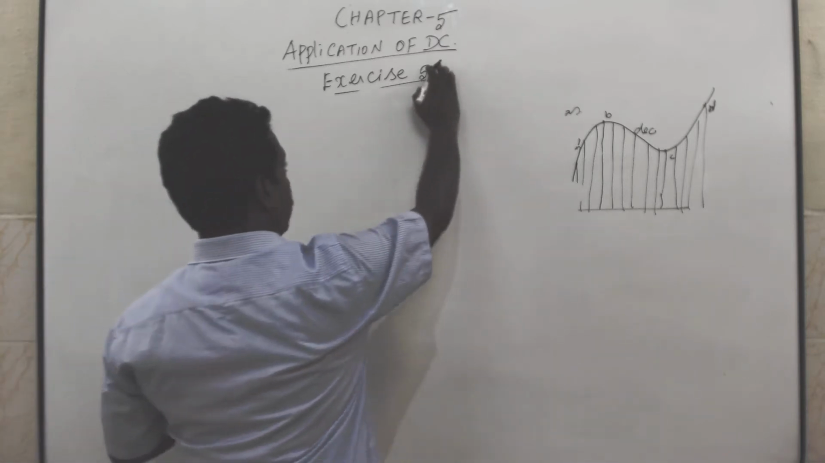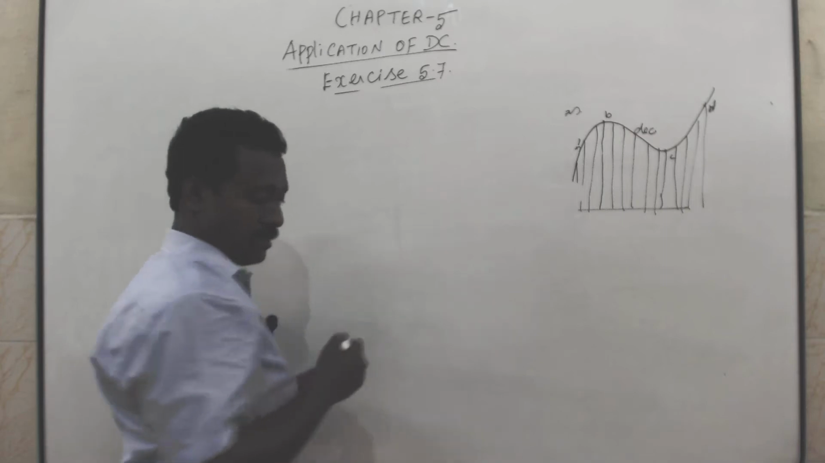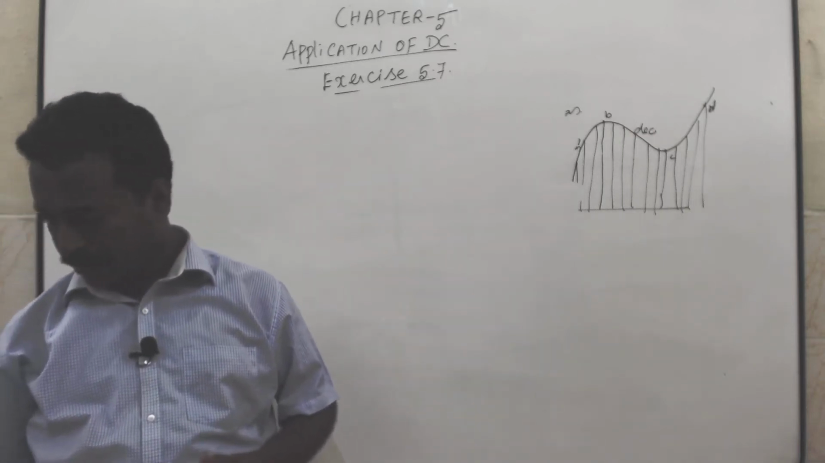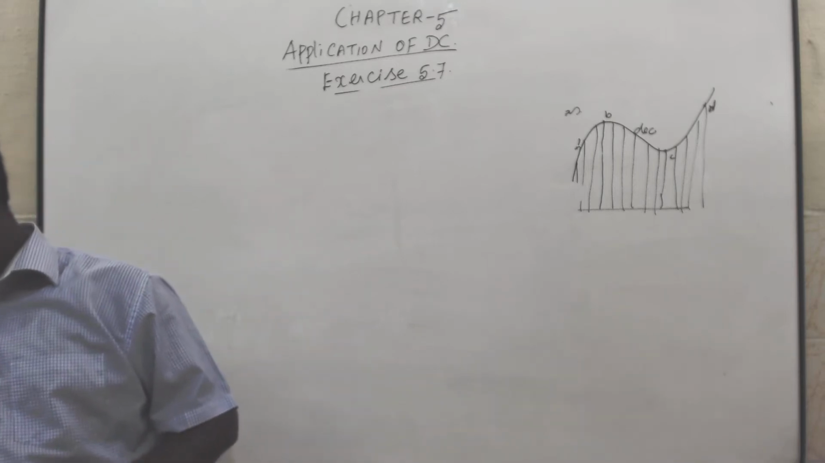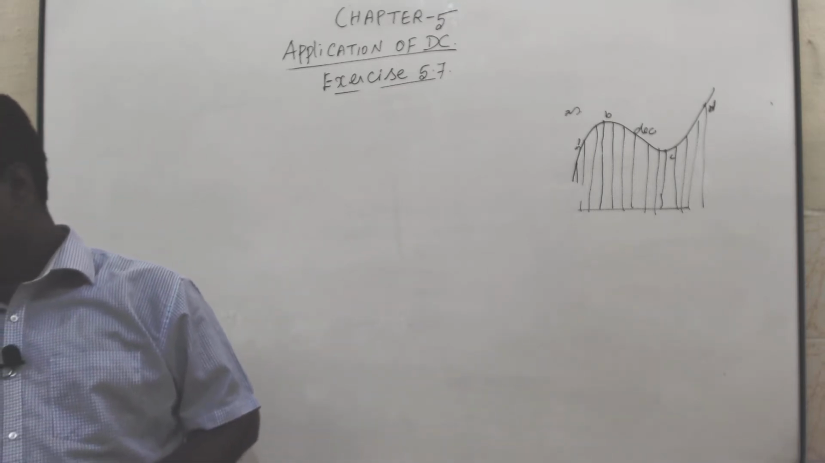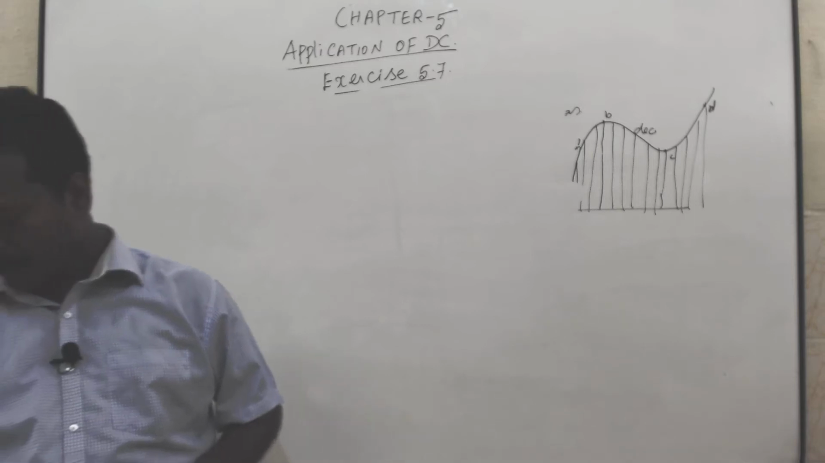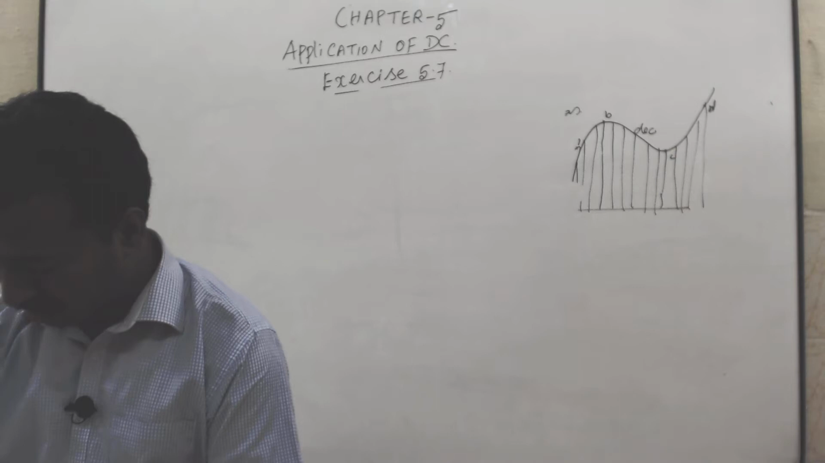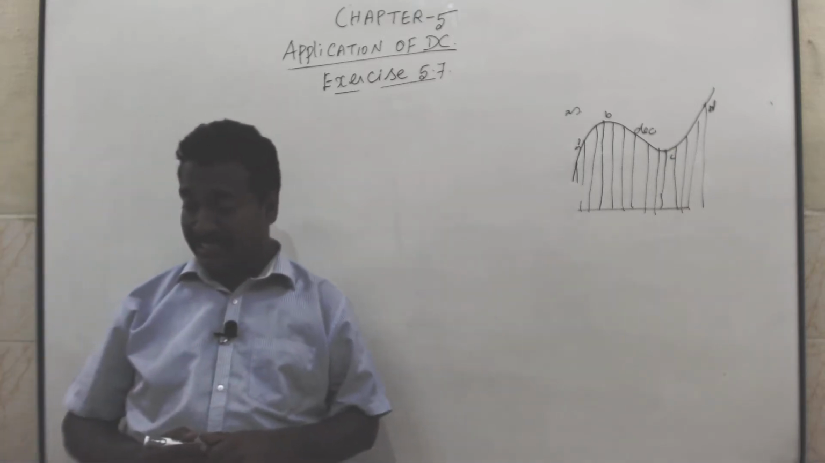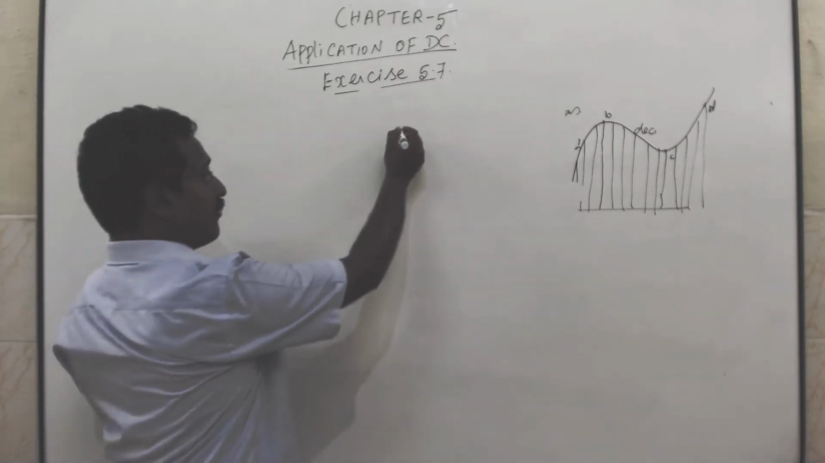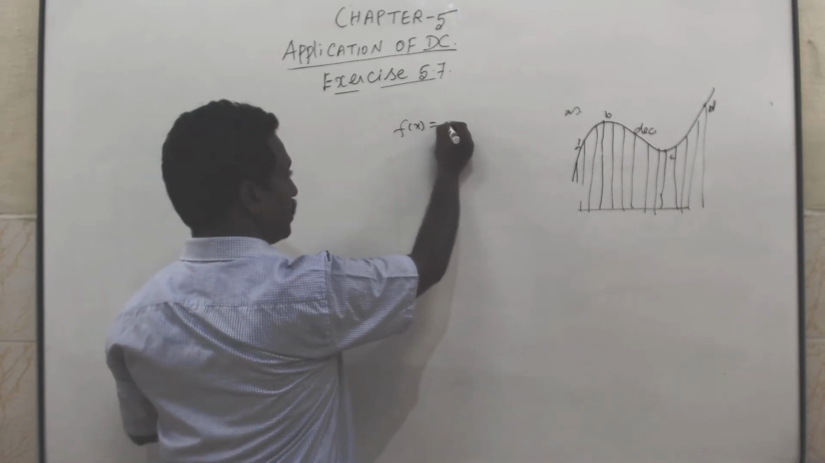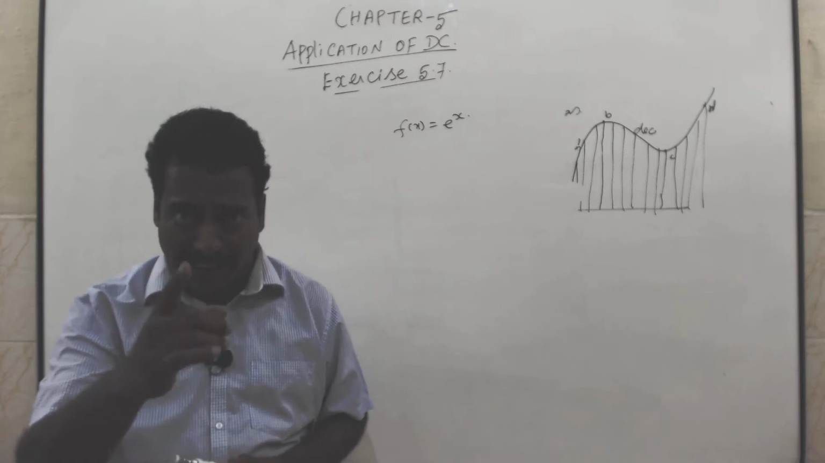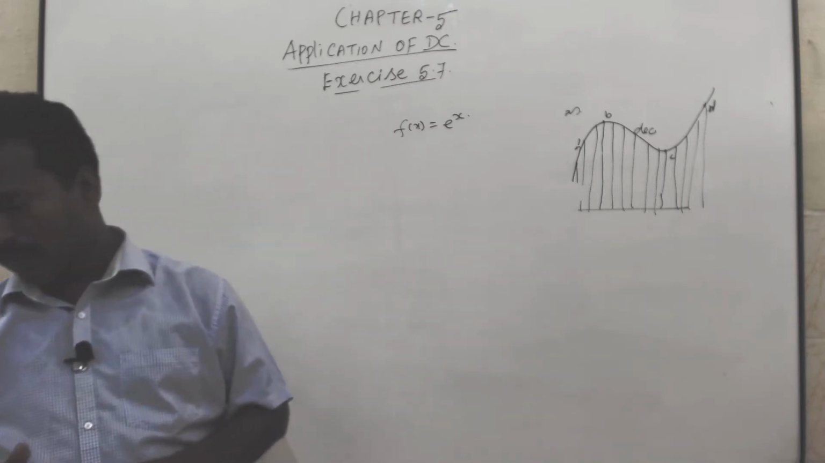Now exercise number 5.7. Prove that e power x is a strictly increasing function on R. f of x is equal to e power x. Strictly increasing means f dash of x is greater than 0 for all x belongs to R.